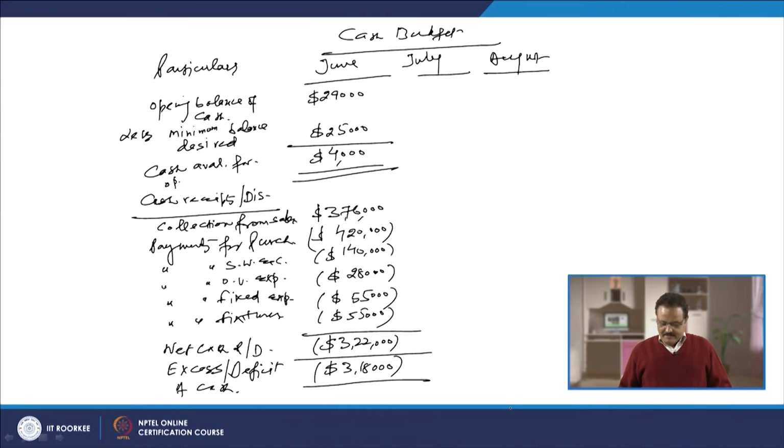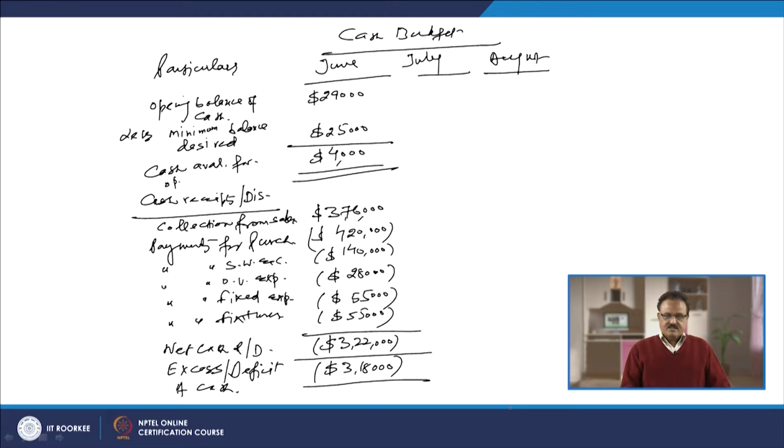Where we left in the last class was that after showing the opening balance of the cash, the minimum cash balance required to be kept was 25,000. So cash available for the current operations was $4,000. Then we put here the collections from the sales, which was $376,000, and payment for the different accounts, and then finally we found out that there is now a negative balance.